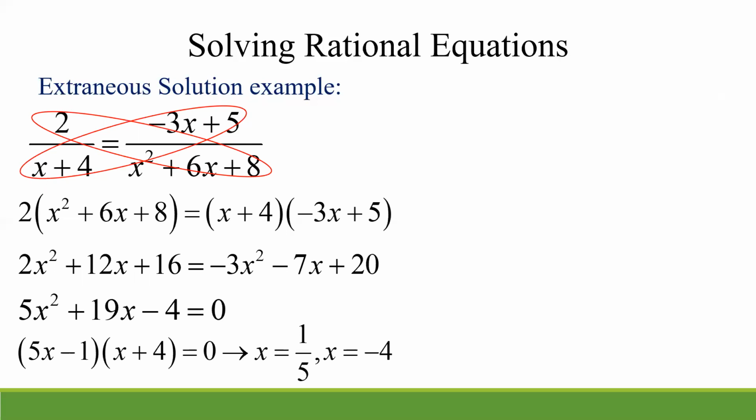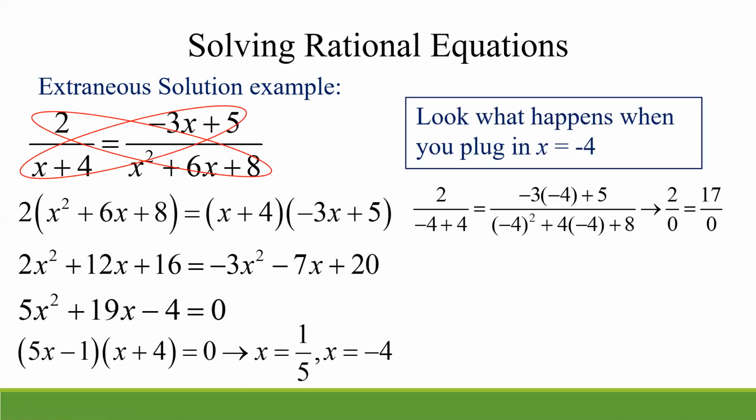So that would seem to mean that this factor here, this first one, would mean x equals 1/5. You've got to solve that. And then x equals negative 4. Well, okay, that's fine. So you think, oh, I'm not going to check these because they've been working so far. But look what happens if you plug in negative 4.